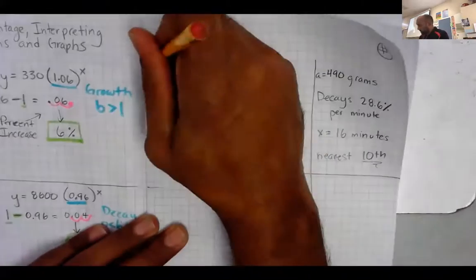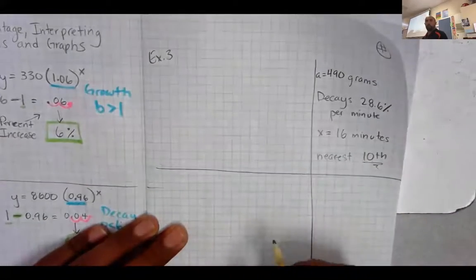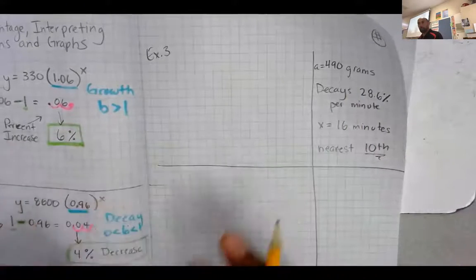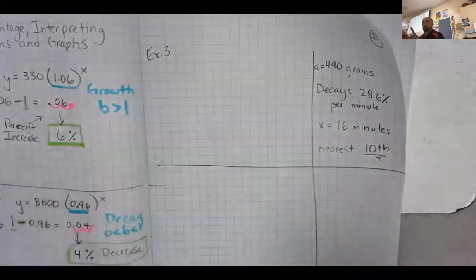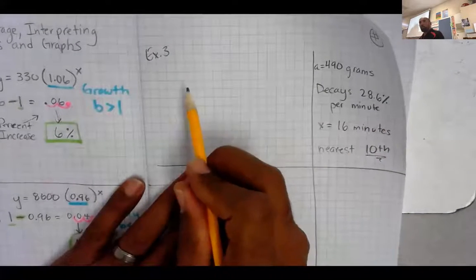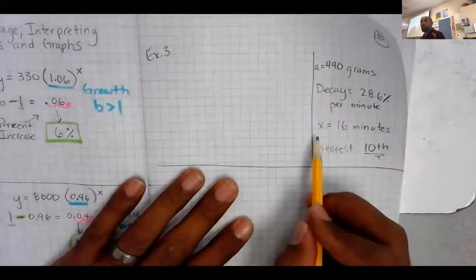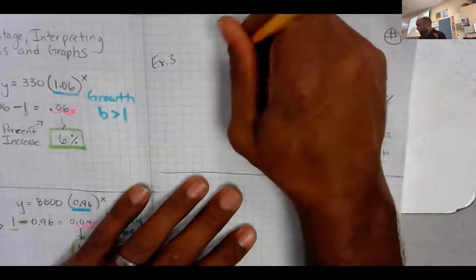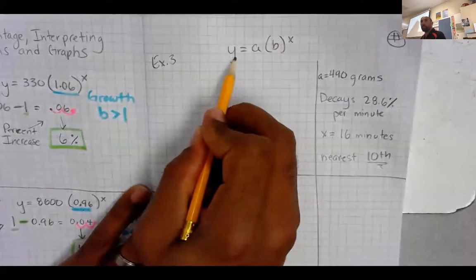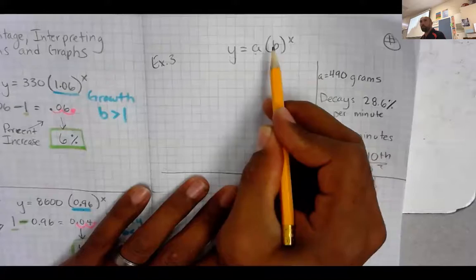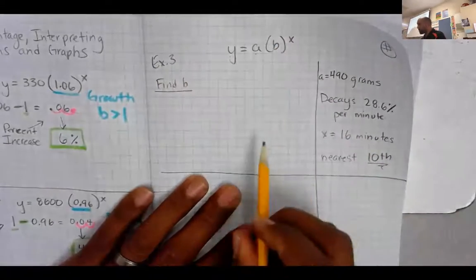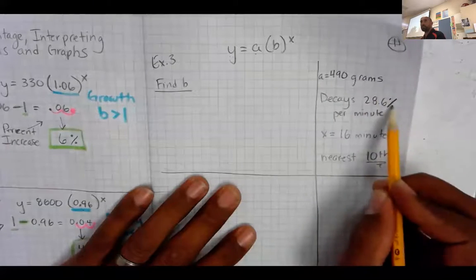So, example number 3. What we're going to do is find an equation and use the equation to figure out how much is left. First, we know the A and we know our X, because we're going to plug into this equation here, and we're looking for the Y. We know our A, we know our X, but we don't know B, so we have to find that first. Every time you do these problems, you have to look for A and for B, and we're going to use that percent to figure that out.